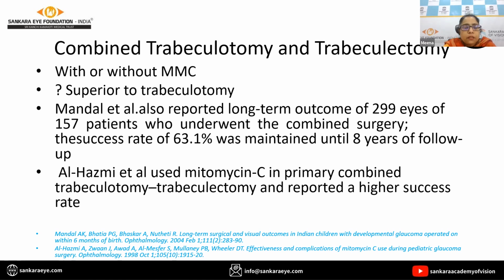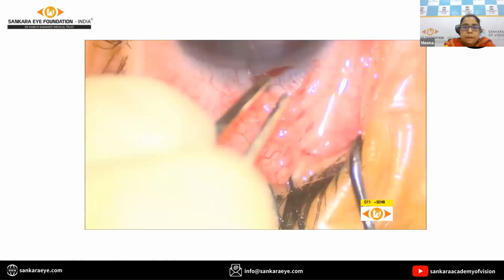Al-Hashmi used mitomycin C. So whether to use mitomycin C or not, again, it's a controversy. He used it in his cases of primary combined trabeculotomy and trabeculectomy, and he reported a good success rate of almost 80% to 85%.